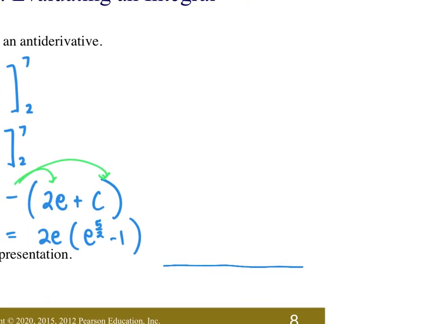So e to the half x is an exponential function that comes down and decreases. And when we're going from 2 to 7, we're looking at this small amount of area bounded between the function and the curve. And then we've got our irrational but exact answer of 2e to the 7/2 minus 2e.